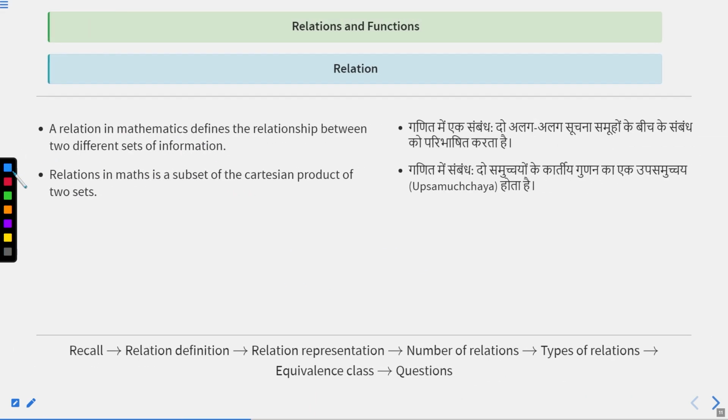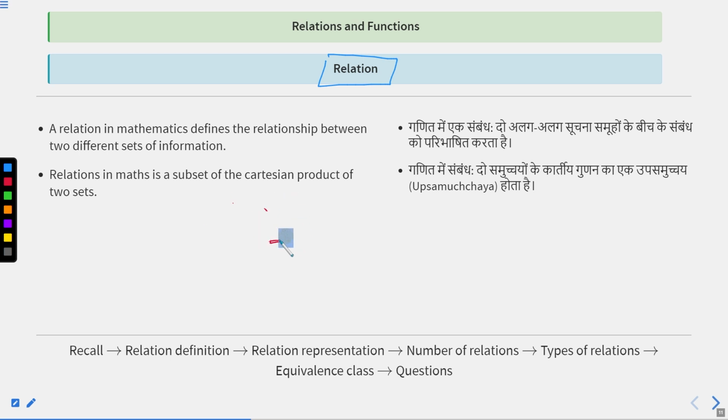Now we come to our definition of relation. So what do we mean by relation? In normal daily life, if you recall, what do we mean by relation? Relation is nothing but a description of a relationship between someone and someone. I hope that it is clear.